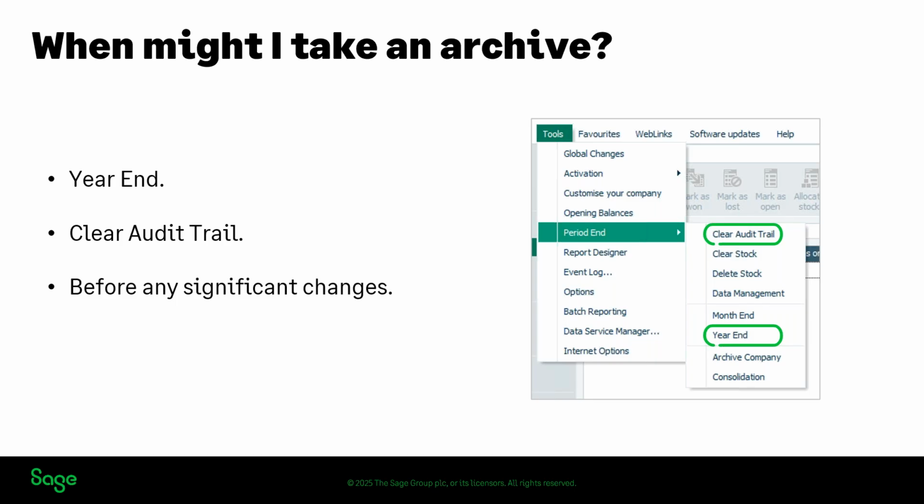But if you were to run a clear audit trail, for example, mid-year, then you want to be taking a backup and an archive prior. But also, any significant changes. So for example, you're going to be clearing your records down as well. So deleting old customer or supplier records, product records, invoices and credits, sales orders, purchase orders, that sort of thing.